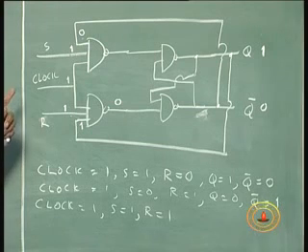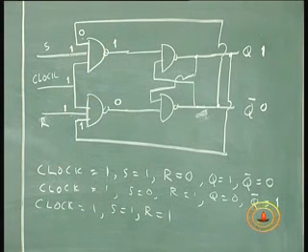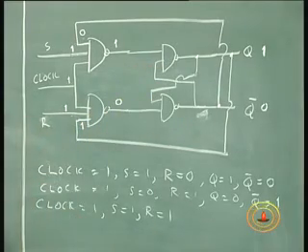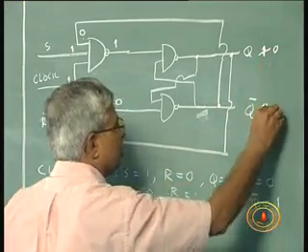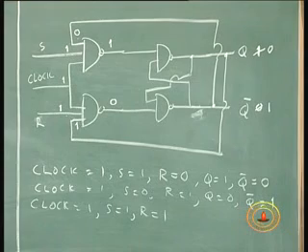And 1 1 0 gives 1. And 1 0 at this stage, what is the output? 0 1. So when you give 1 0, this 1 gets changed into 0, this 0 gets changed into 1. Do you understand it?